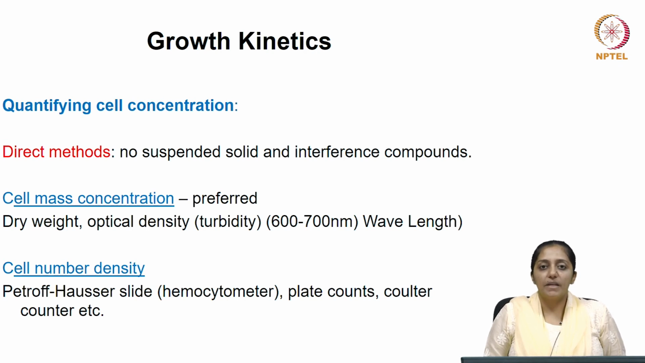Here what we are measuring is the turbidity due to increase in the biomass concentration, and the light scattered is measured at a wavelength. Generally for bacterial fermentations, it is around 600 or 660 nanometers. The other ways can be determining the cell concentration as a function of cell number, where the cell number density can be obtained from a hemocytometer, which is used for cell counting, or a Coulter counter.